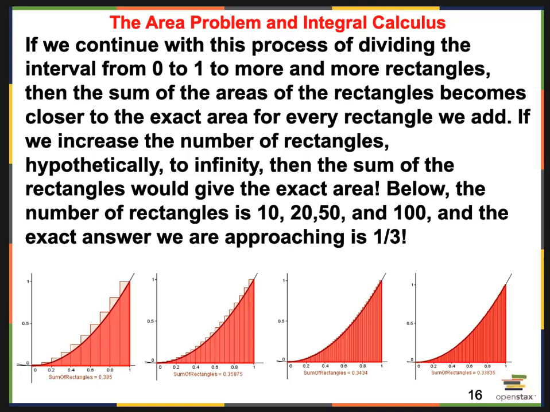For every rectangle we add, if we increase the number of rectangles, hypothetically to infinity, then the sum of the rectangles would give the exact area. Below, the number of rectangles is 10, 20, 50, and 100, and the exact answer we are approaching is 1/3. As you can see, we still have a little bit of difference, but if we could go to infinity, theoretically it would be exactly 1/3.